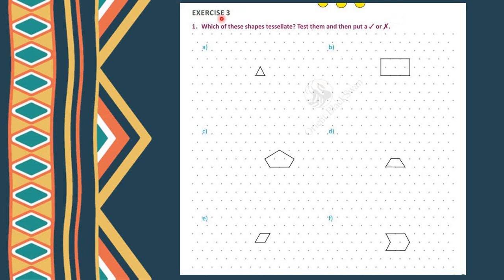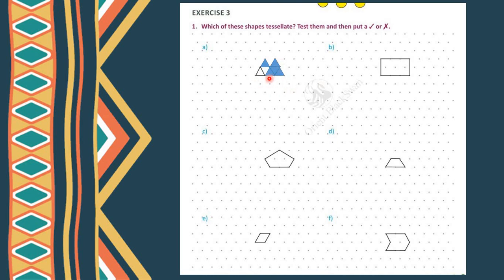Let's now do exercise 3 to get a better understanding. It says, which of these shapes tessellate? Test them and then put a tick or cross. Now kids, there are few shapes given to you and they are asking you to check whether they tessellate or not. So let's start with A part. A triangle is given to you. Let's repeat this pattern and see whether the triangle will tessellate or not.